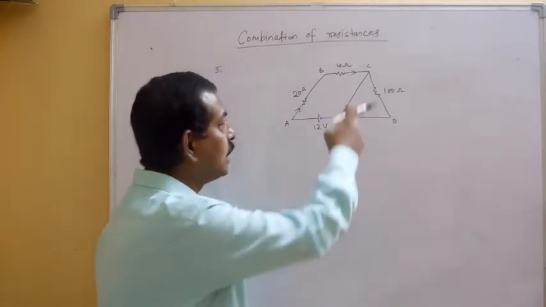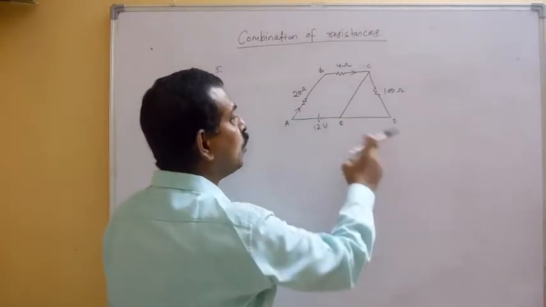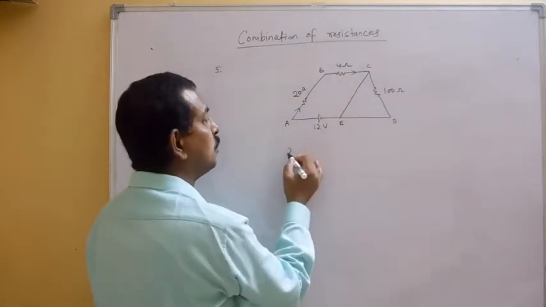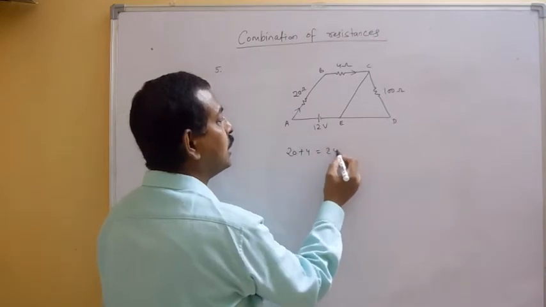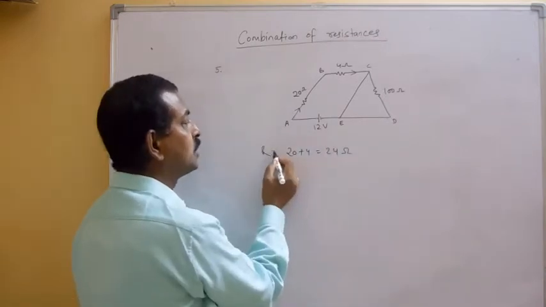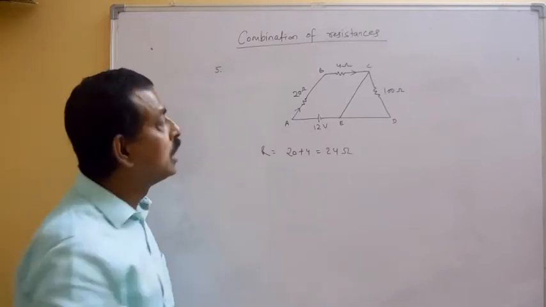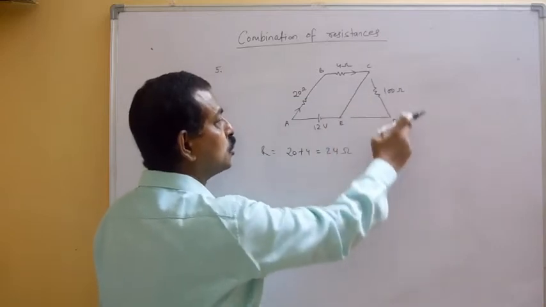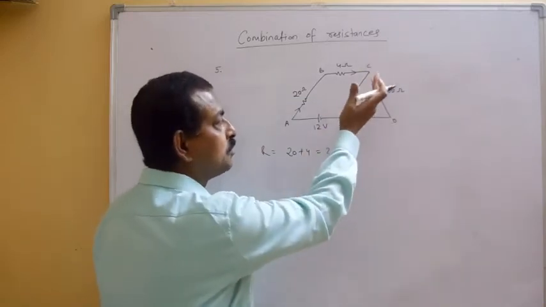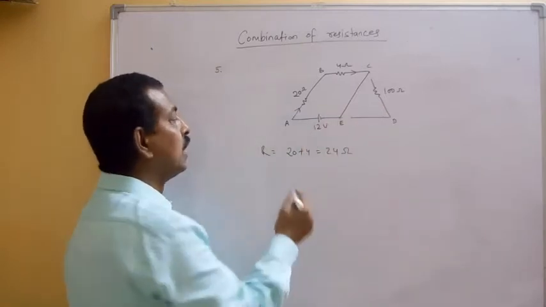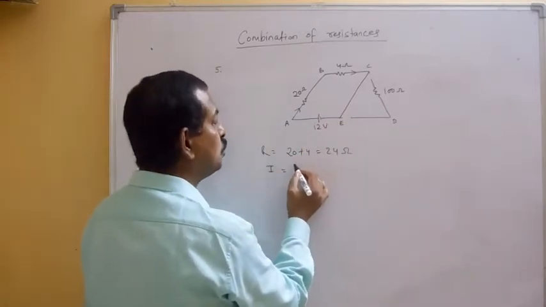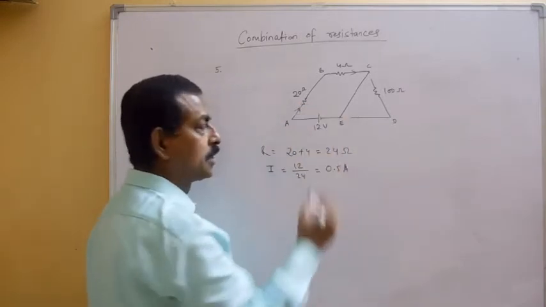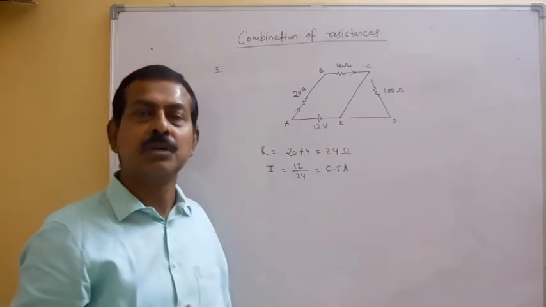So entire current will go through this. No current will be going through this 100 ohm. So the resistance of this circuit will be simply 20 plus 4, and that is 24. This is the resistance of the circuit. So therefore, as no current is flowing through this 100, we can also assume that as if it is not connected there in the circuit. So the current will be equals to 12 by 24, and that is 0.5 ampere. This will be the current drawn from the source.